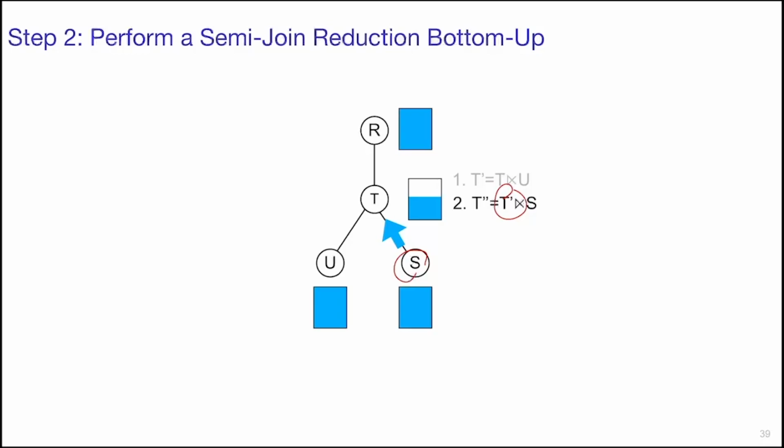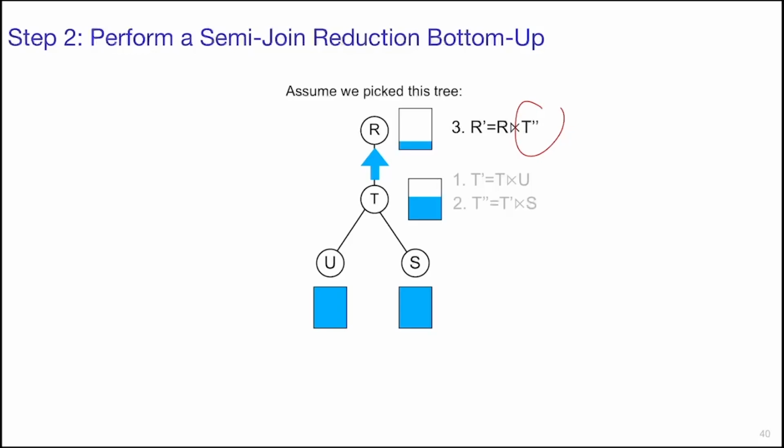It's guaranteed that everybody knows about every other join result. So I reduce this further, and now I go up in the next step. Now I reduce R using T prime. That happens here. Now R gets reduced to R prime. Okay, that information I better propagate down again.